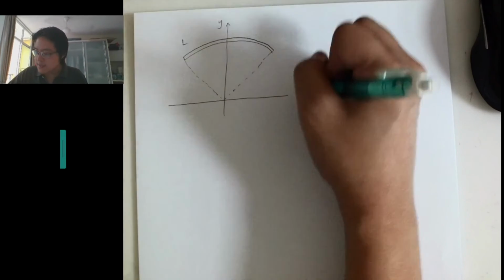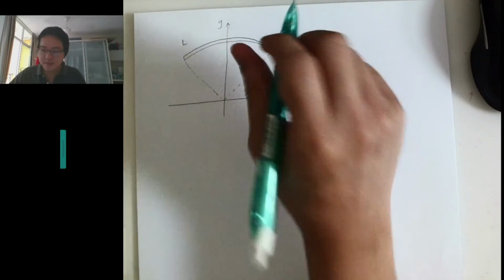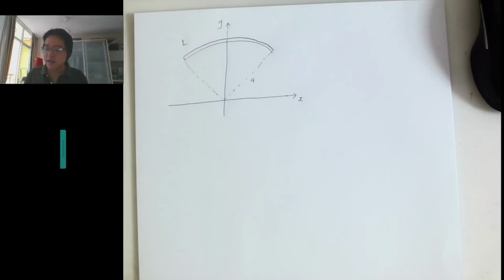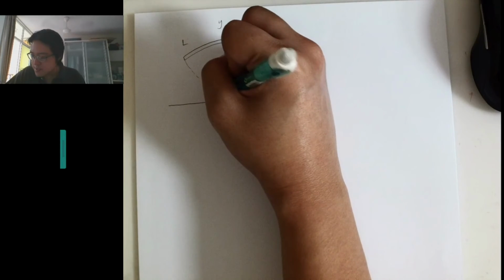So this is my y-axis and this is my x-axis. Okay, so this is some unknown radius. Let's call it A. We can actually express A in terms of the angles because this angle is 90 degrees.